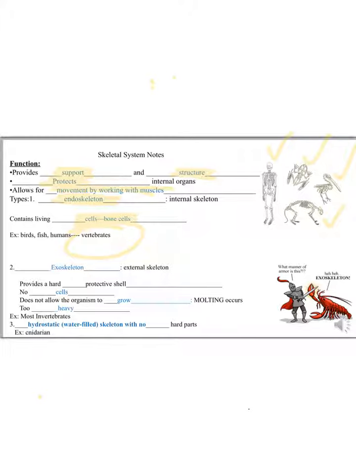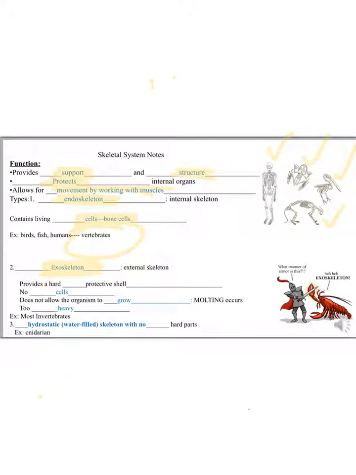Okay, now the second type of skeleton is the exoskeleton. So you all know what an exoskeleton is because we talked about that when we were studying invertebrates. So here's a little cartoon. This guy wants to know what kind of armor that crustacean has. And he says, no, it's just an exoskeleton. It's an external skeleton.